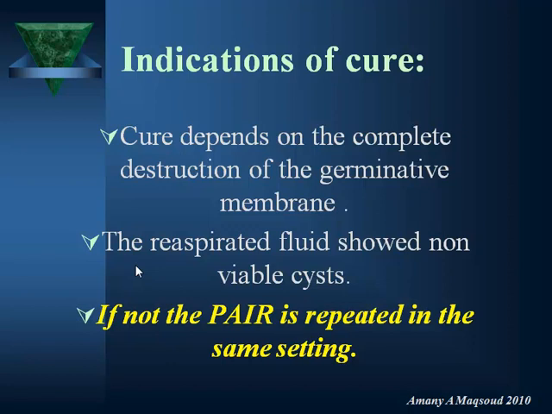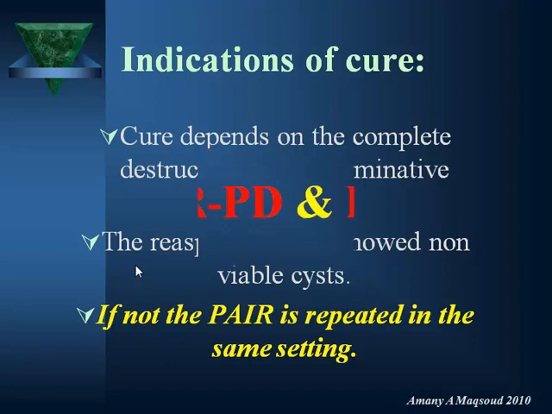What are the indications of cure? How can you know that the PAIR you did is successful? Cure depends on the complete destruction of the germinative membrane. The reaspirated fluid shows non-viable cyst. This is why some workers did hematoxylin and eosin and light microscopic examination in the course of the PAIR technique in order to see if there are viable scolices. If the test fails, the patient needs another PAIR 3 or 7 days later. If not, the PAIR is repeated again.